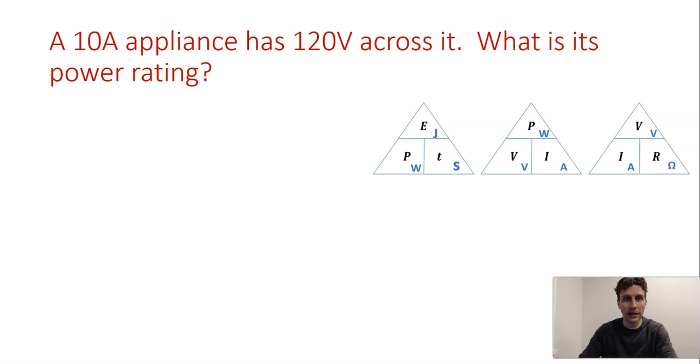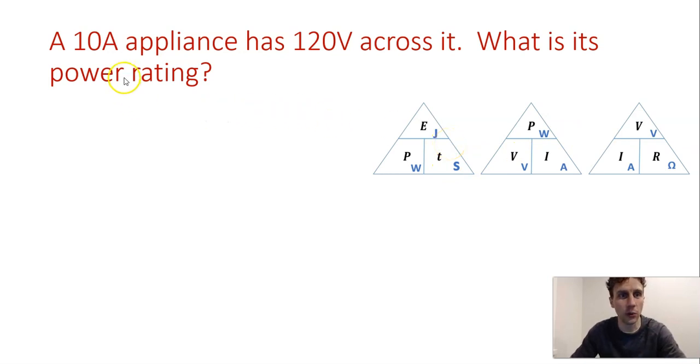A 10 amp appliance has 120 volts across it. What is its power rating? That is a great question. Your first step has to be, what is this question asking? It is asking for power. We've got power here, P, and power here, P. So both of these triangles can solve for power. This one does not have power in it. So we're going to have to use one of these.